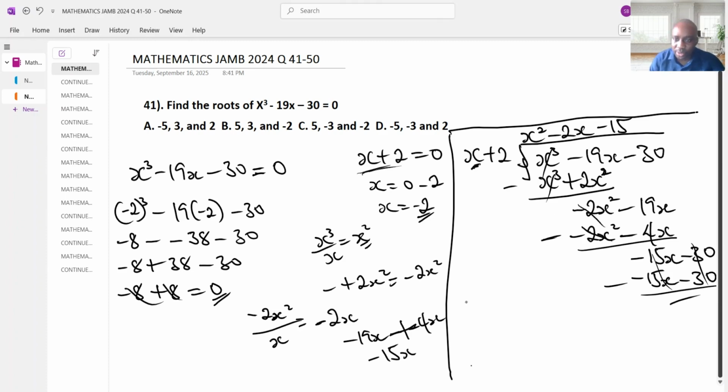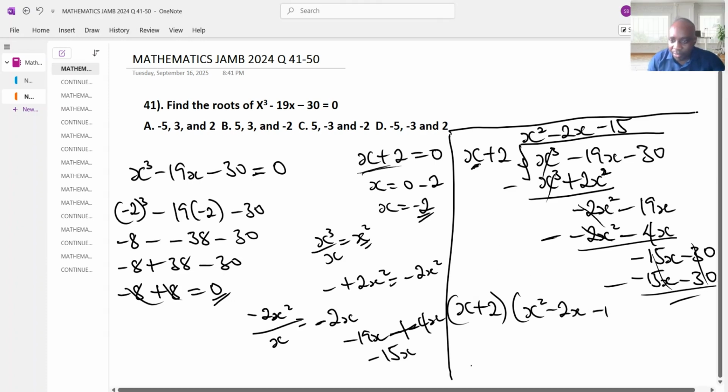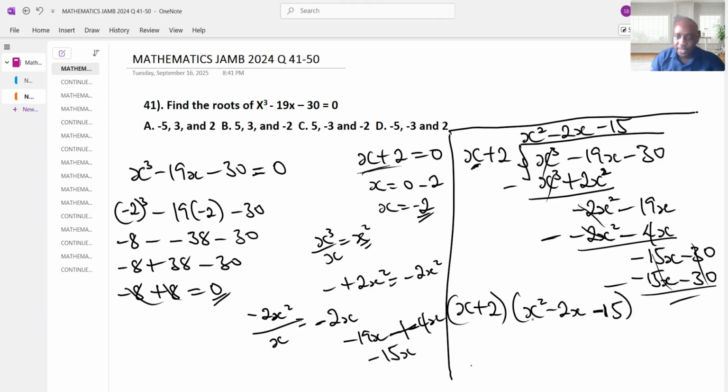Now, let me first write it out here. We have plus 2 that we used to divide it first, and we have x raised to power 2 minus 2x, minus 15, equals 0. Yes, this is factorized. Everything must be equal to what? Equal to 0. We now factorize this one: x plus 2, x squared minus 2x minus 15. Let's go to the next page.